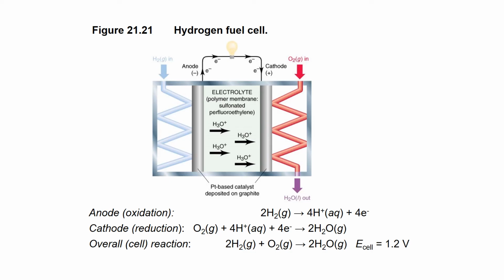So this is an example of a fuel cell. We have the hydrogen that flows in, oxygen flows in, and then water comes out. Our electrolyte is there, and then we have our electrodes also indicated there. So this hydrogen fuel cell, we can also discuss it in terms of its anode reaction, cathode reaction, and overall cell reaction.